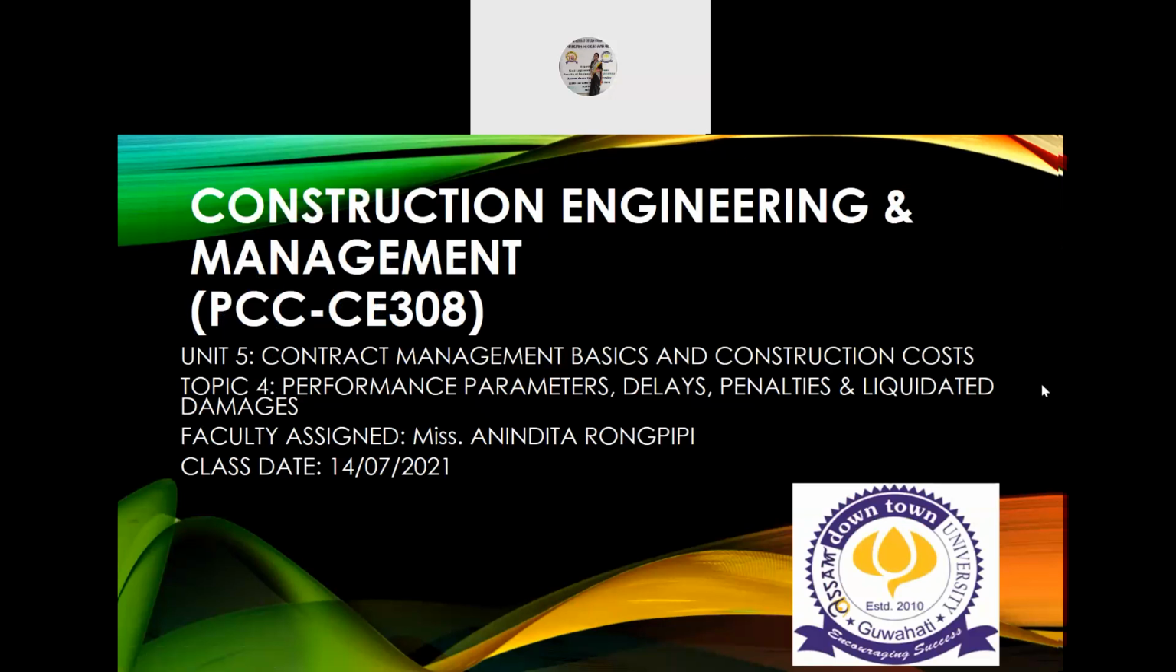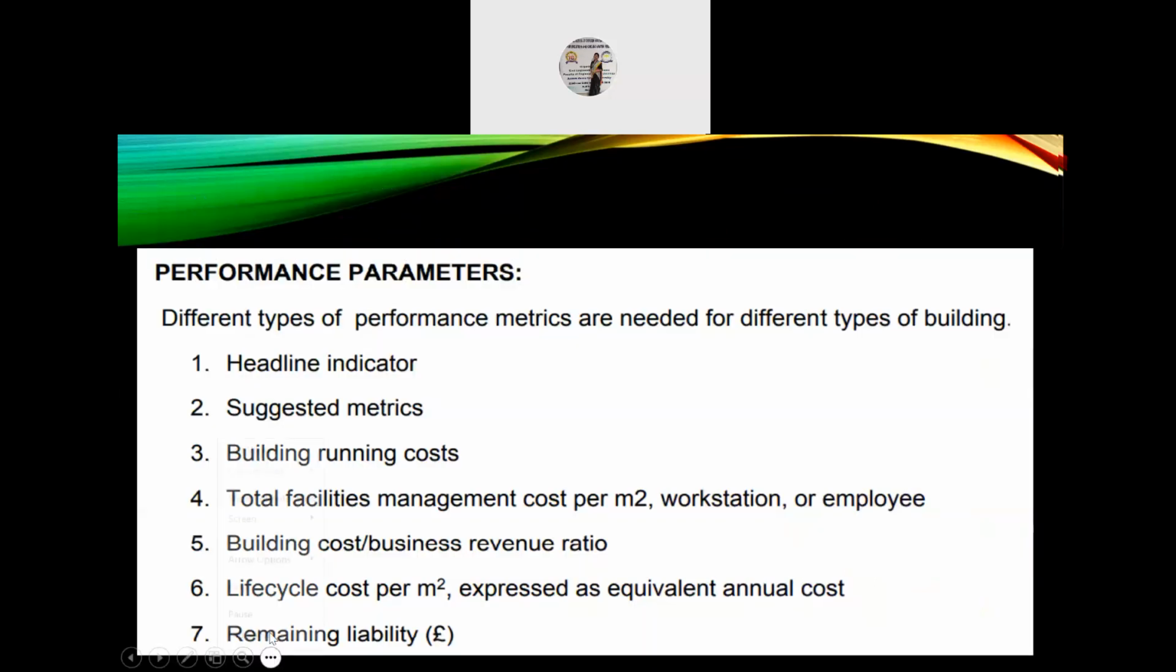Let us start now. Topic number 4 is performance parameters, delays, penalties, and liquidated damages. Different types of performance metrics are needed for different types of billing. The first one is headline indicators, second is suggested metrics, third is building running costs, fourth is total facilities management cost per meter square, workstation or employee, building cost or business revenue ratio, life cycle cost per meter square expressed as equivalent annual cost, and remaining liability.